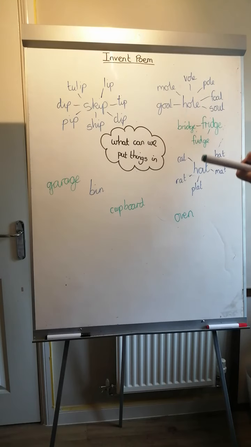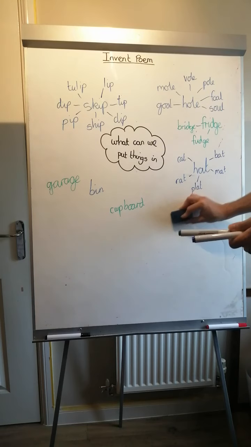So again, that's enough. Don't need any more than that. Cat, rat, plat, mat, bat, they all rhyme with hat. Okay, oven. Oven. Coven, doven, roven. No, I can't think of anything, so let's just get rid of that one.